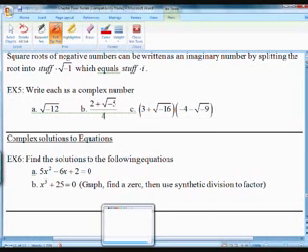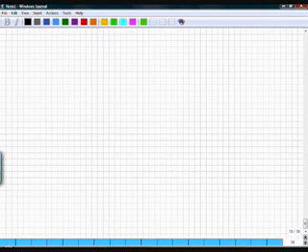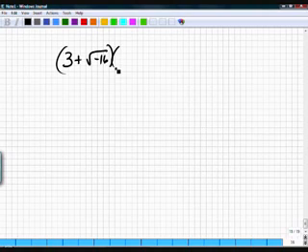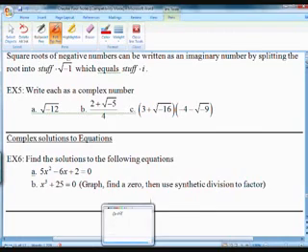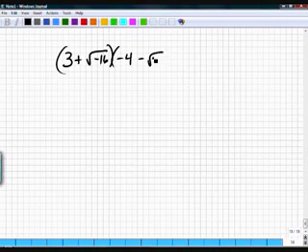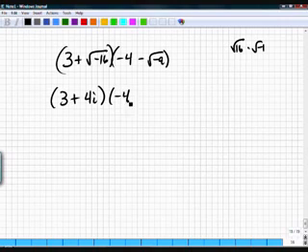Next problem. 3 plus the square root of negative 16 times negative 4 minus square root of negative 9. What I would do before I started this problem is go ahead and change these to i stuff, because these are going to be pretty easy. So you got 3 plus the square root of negative 16 is the square root of 16 times square root of negative 1. What is that? 4i. Times negative 4 minus square root of 9, square root of negative 1 is 3i.